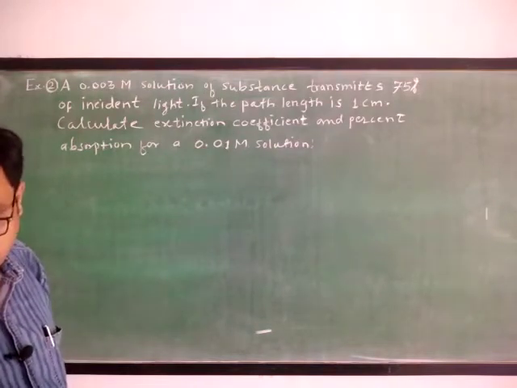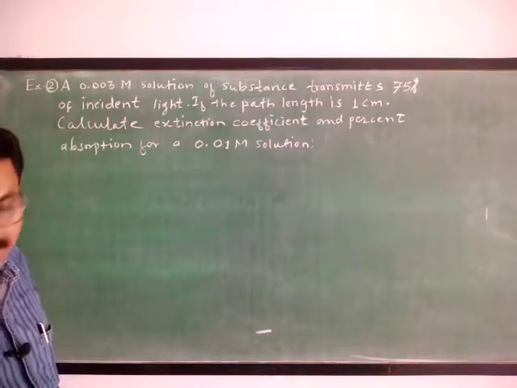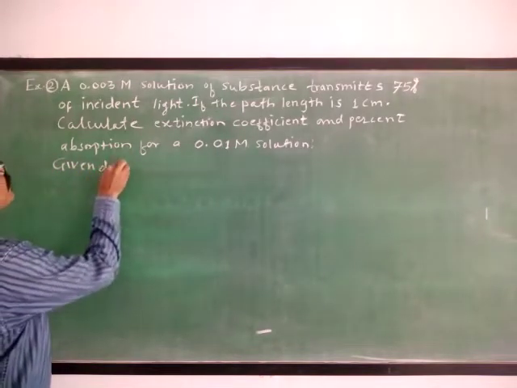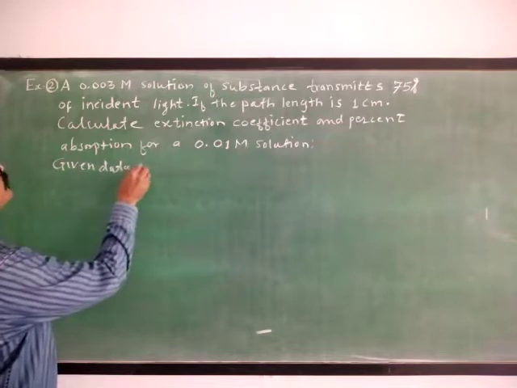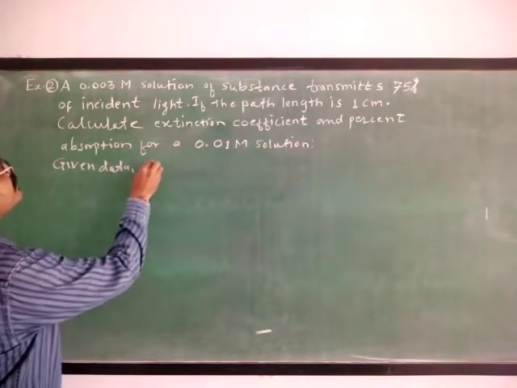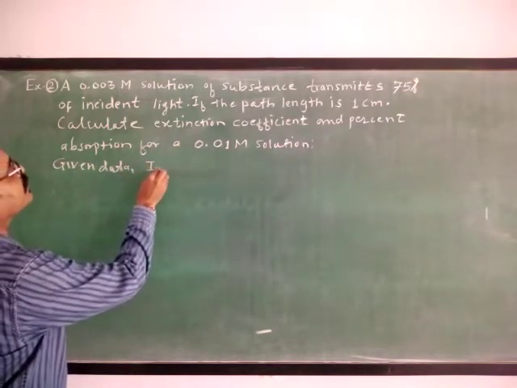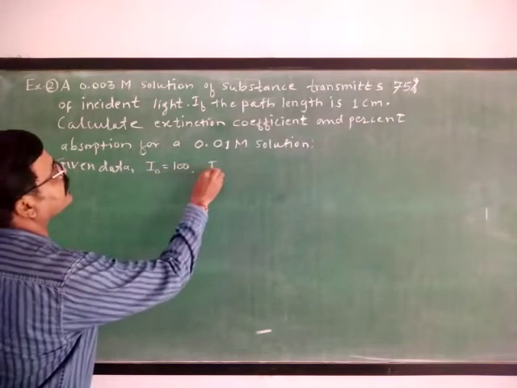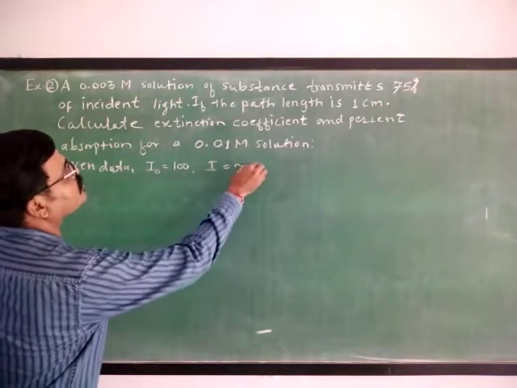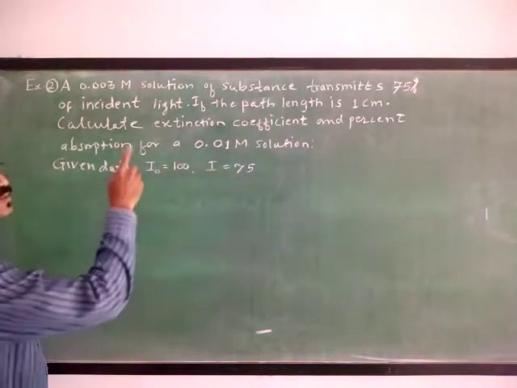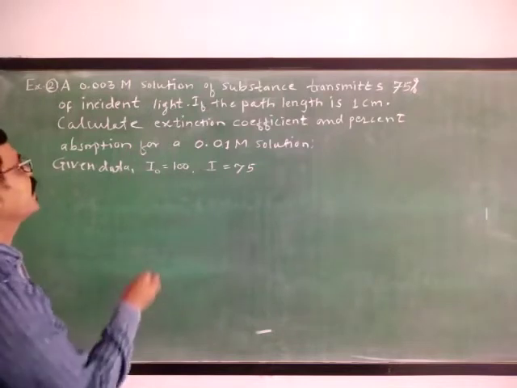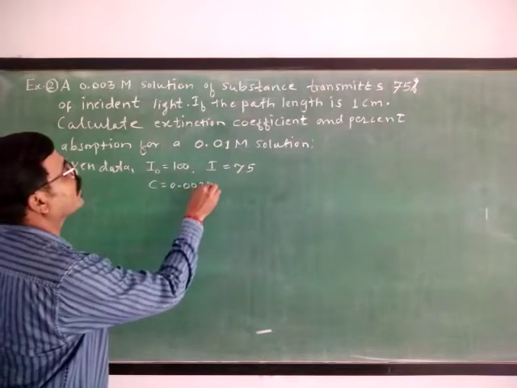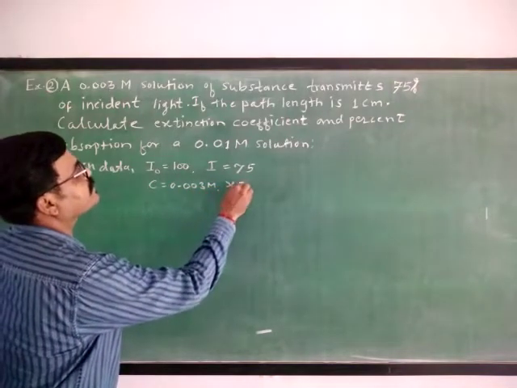Now first of all, see the given data. What is given in this example? The given data is percent transmittance. It means if the intensity of incident light I0 is 100, then the percent transmittance I is equal to 75%. This we have to see from this problem. And again the concentration of the solution is given, 0.003 molar, and the path length, that is x, is given, that is 1 centimeter.